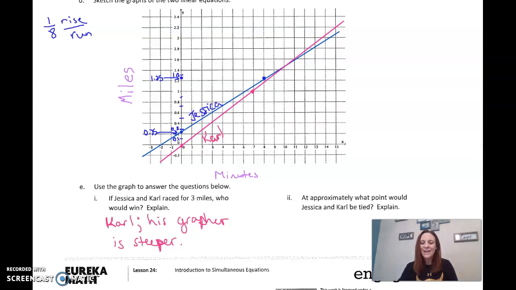Okay. Now, at approximately what point would Carl and Jessica be tied? Okay, so if we read our graph here, Jessica takes off. She gets that 2 minute head start, right? So she's in the lead. And then Carl's racing to catch up because his speed is greater, his graph here is steeper. But at some point, they cross. And it's just going to really depend on where your graph is because I can tell by looking at my notes here, my graph before was a little out here more.